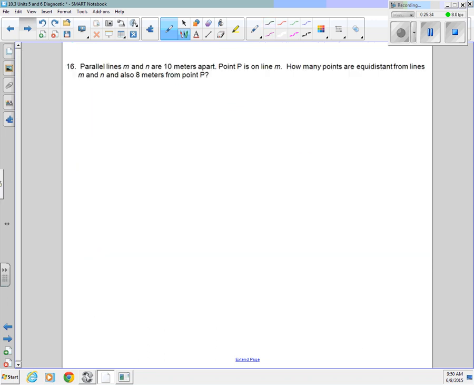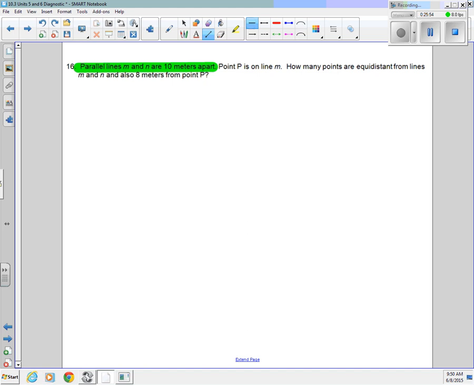Okay, a couple more questions here. 16. Parallel lines M and N are 10 meters apart. Point P is on line M. How many points are equidistant from M and N and also 8 meters from P? Holy moly. So we really have to read this one through. This is my first sentence, kind of a setup sentence. Parallel lines M and N are 10 meters apart.